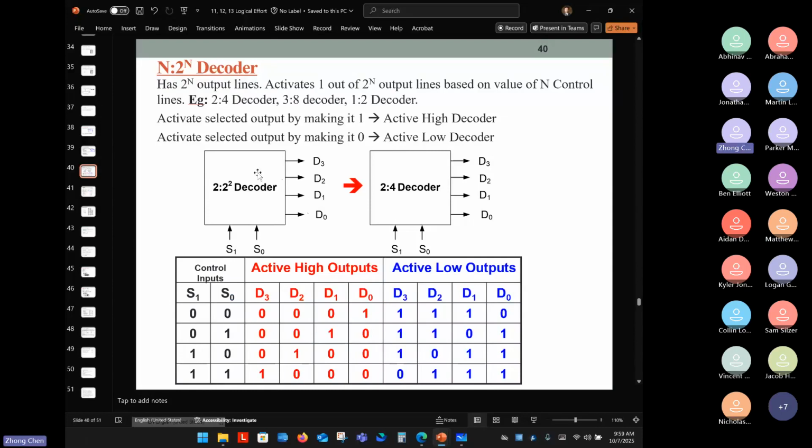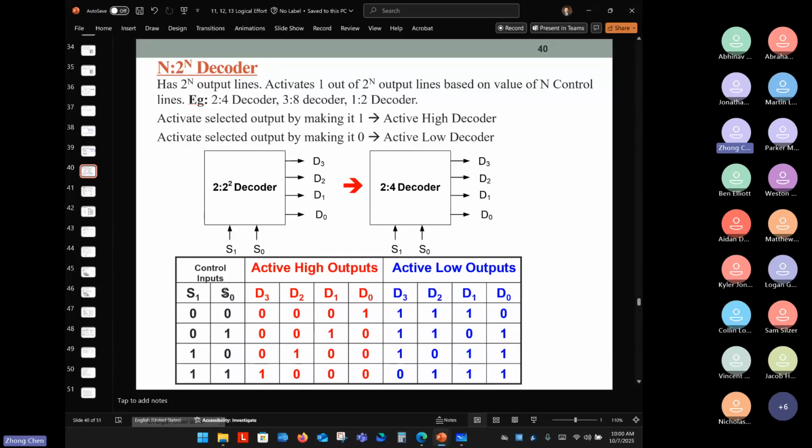For the 2 to 4 decoder, when S0 and S1 equal 0 and 0, the output from D3 to D0 will be 0, 0, 0, 1. If the input combination becomes 0 and 1, the output combination will become 0, 0, 1, 0. So it selectively sets a specific output: if 0, 0, it sets D0 equal to 1 and the rest of the outputs will be 0, and 0, 1 will give you D1 equal to 1. So that is the decoder.